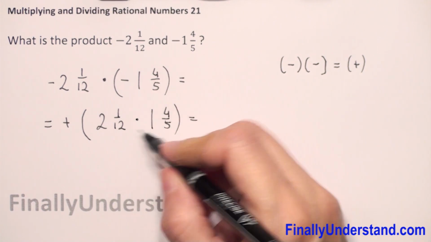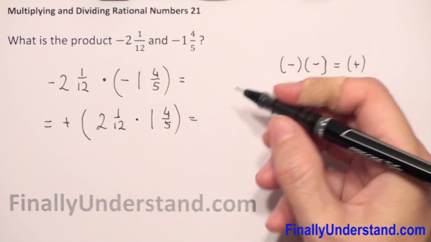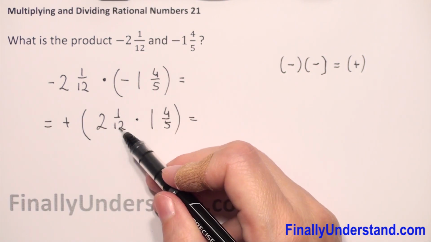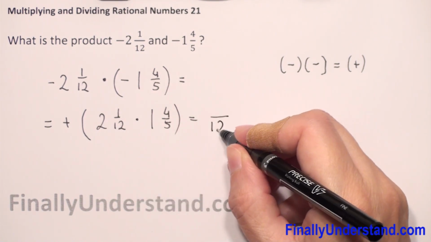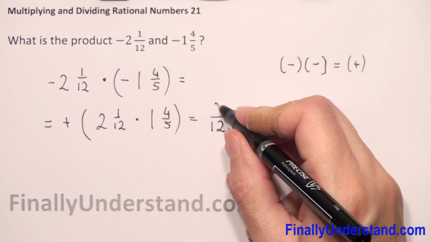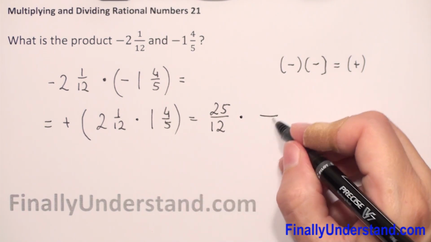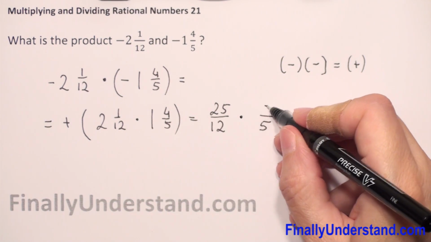We will change these two mixed numbers to improper fractions. The positive sign we don't have to write, so we have just 2 and 1 over 12. We change to improper fractions, so we multiply denominator times whole number and add numerator. So copy the denominator. 12 times 2 is 24 plus 1 is 25. Times the same, the denominator we copy. 5 times 1 is 5 plus 4 is 9.